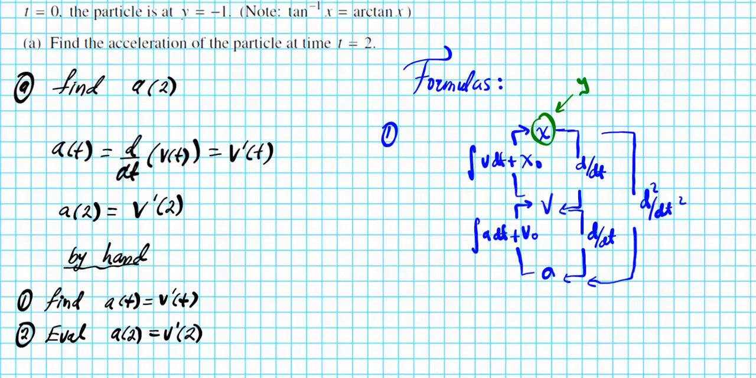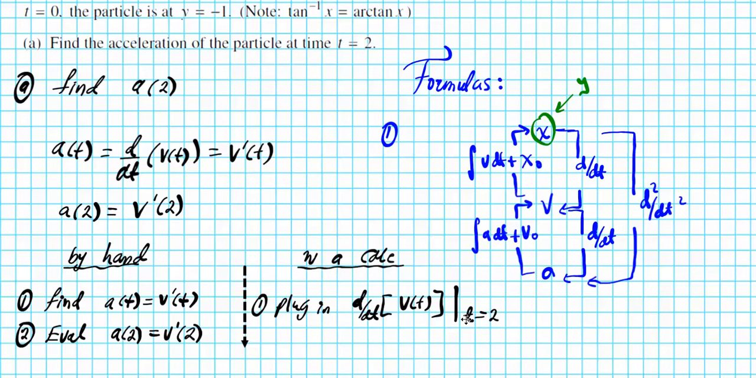But with a calculator, you can do these 2 steps simultaneously. So with a calculator, what you can do is you just simply plug in the derivative of the velocity function, and you evaluate that expression at the indicated time. Just plug this into a calculator, press enter, and you are done.